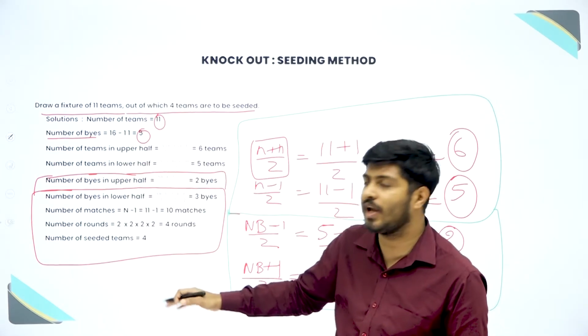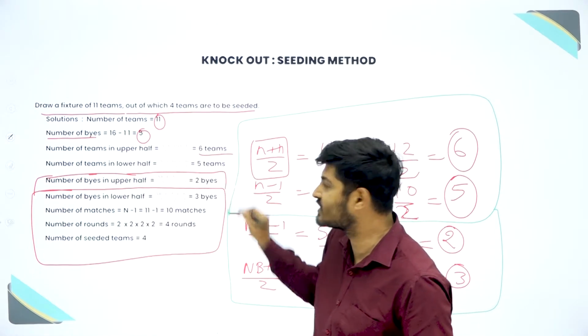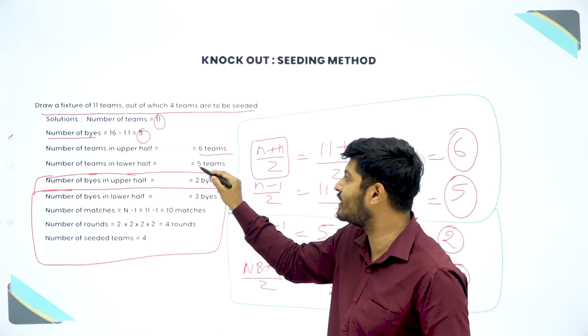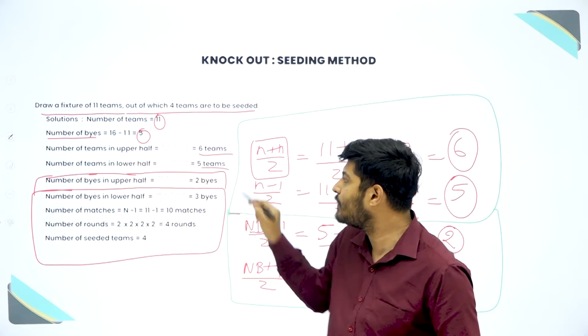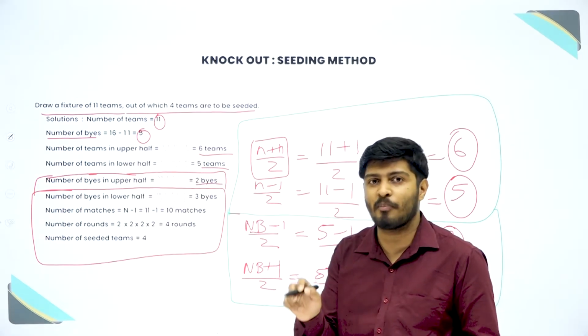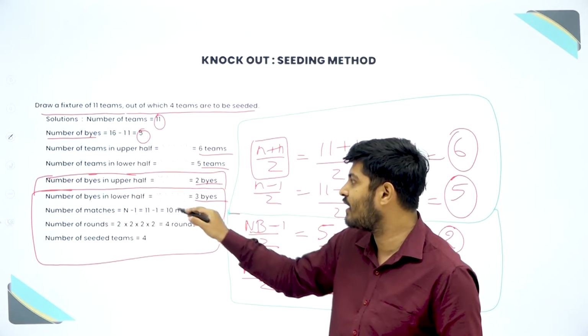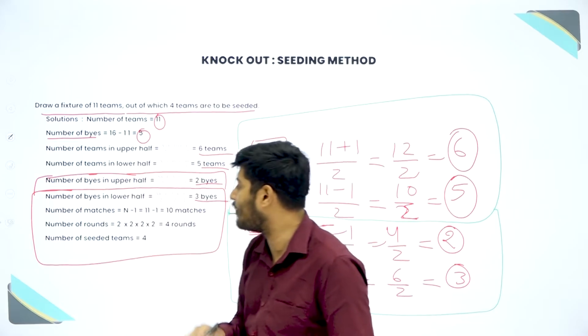So you have the values. I hope you have taken the values. The number of teams in the upper half is 6. The number of teams in the lower half is 5. The number of byes in the upper half is 2. The number of byes in the lower half is 3, and the total number of matches we will have is 10.